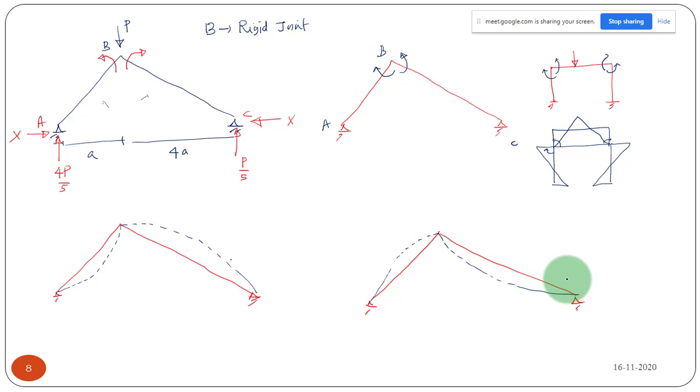Okay. So that means now we have a mismatch. Both these are not matching. For moment directions and deformed shape are not matching. So then finally, how should the member deform? What is the final conclusion?